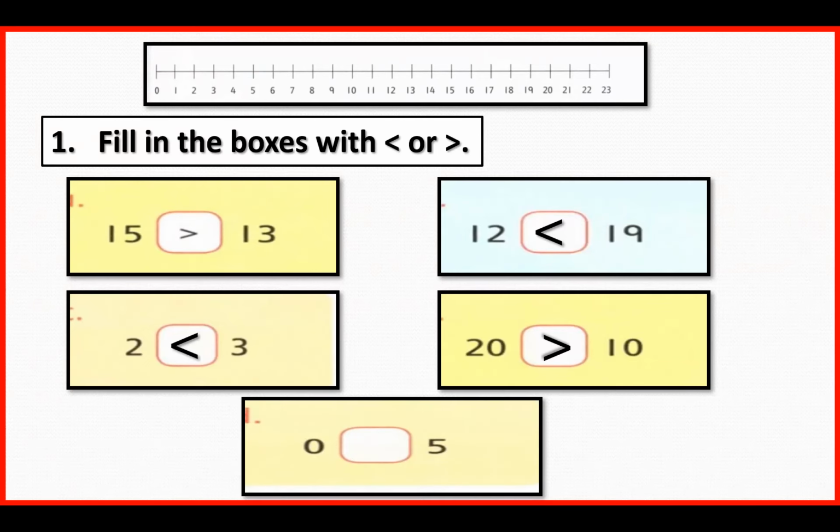Now there are 0 and 5. So which is the greater number? Yes, 5. So here we put the greater than sign towards 5, or we can say that 0 is less than 5.